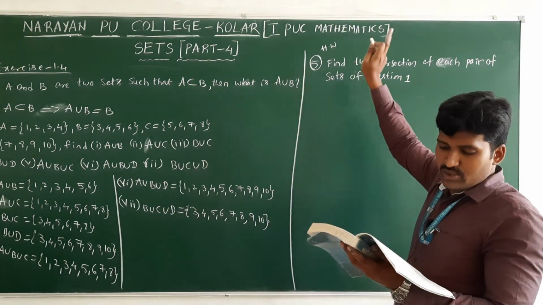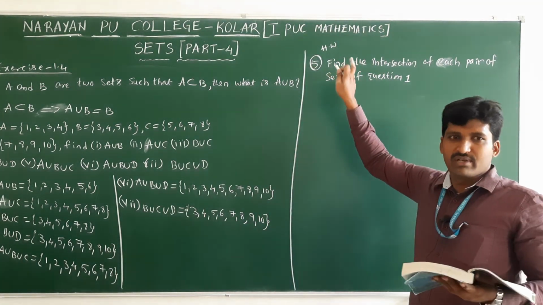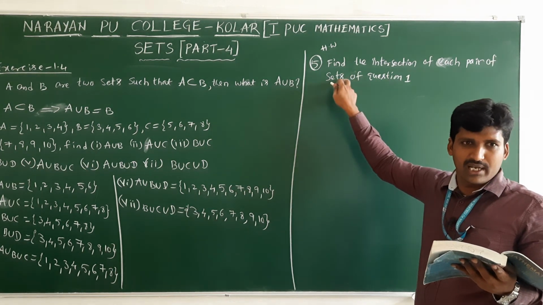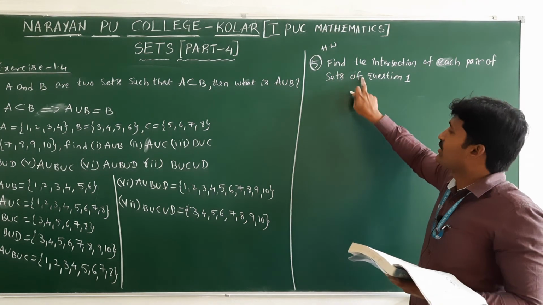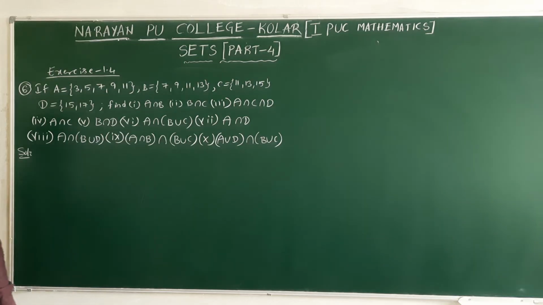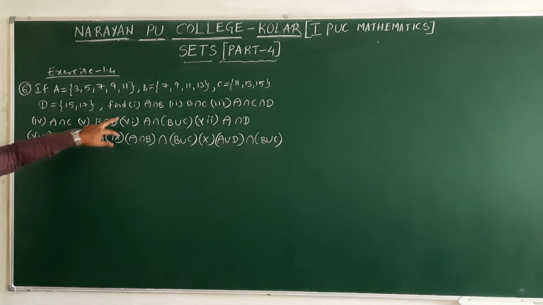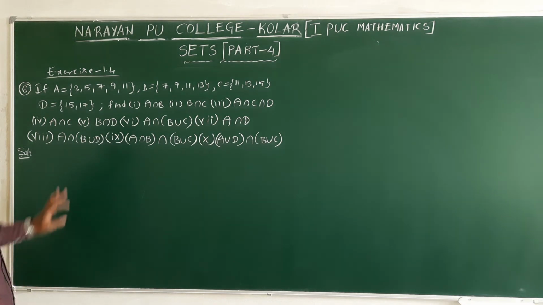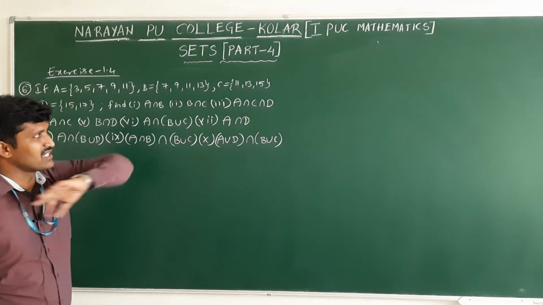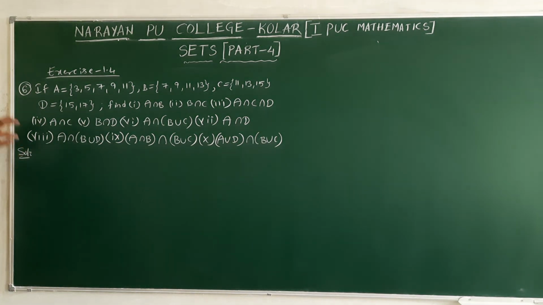Same, in first question we did union operation. For same first question we are doing intersection operation. Okay na, use first question, find out the intersection operation. So question number 6, they given A, B, C, D sets. We need to find is all terms. A intersection B, B intersection C, A intersection C intersection D. So all terms we need to find out.